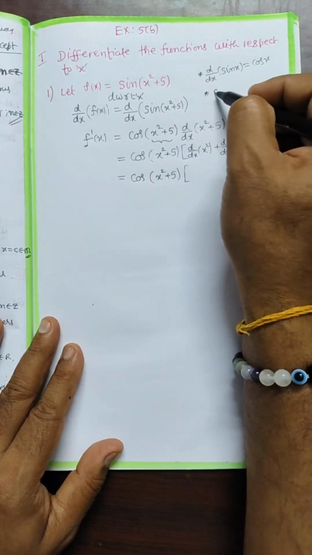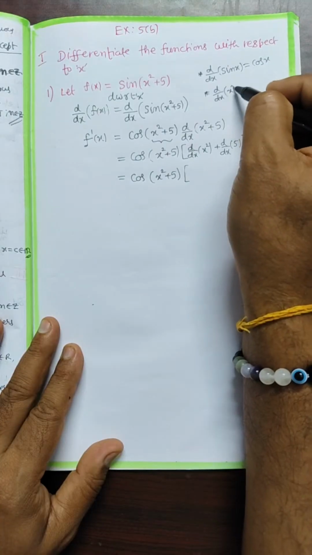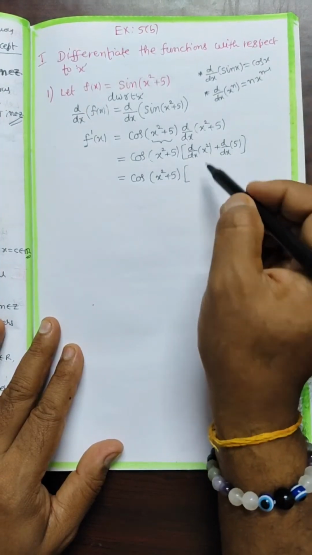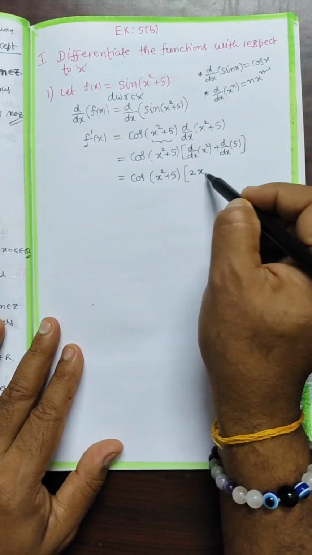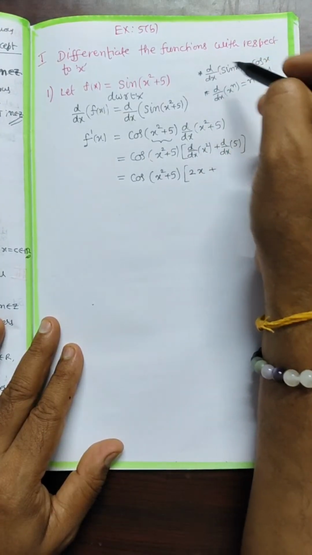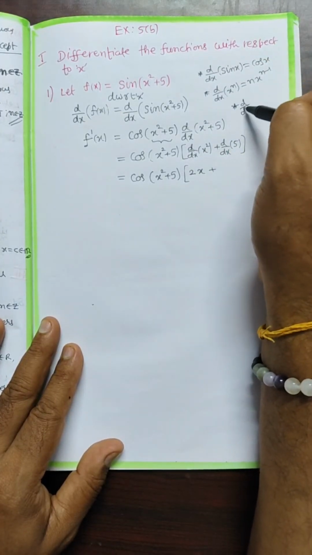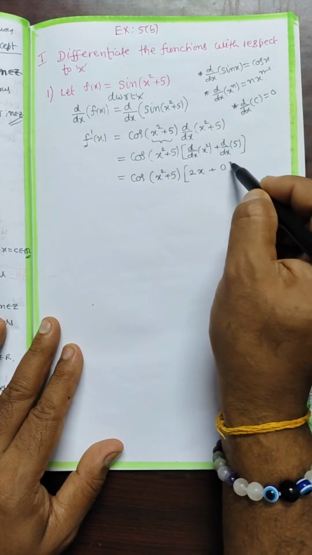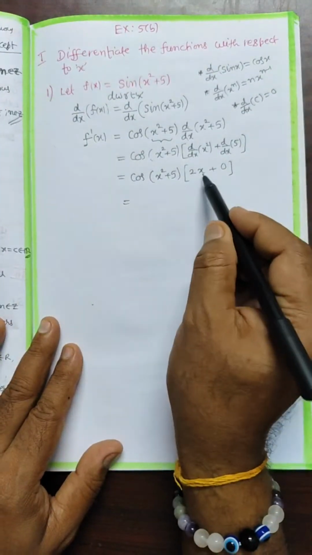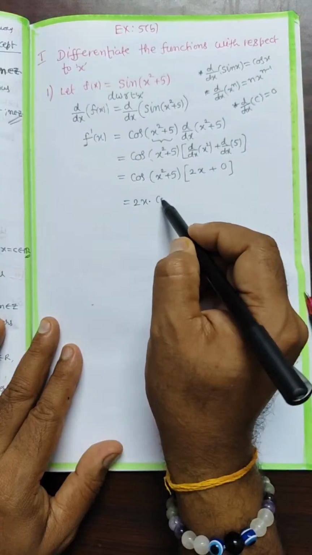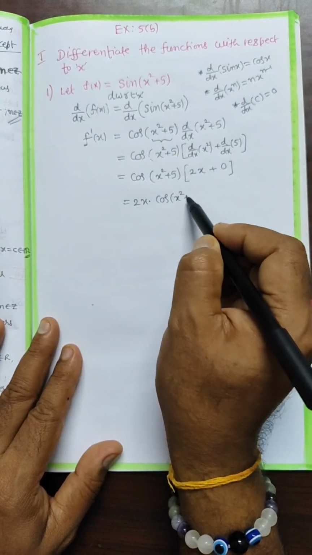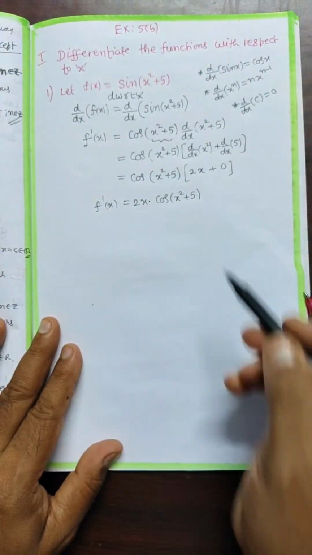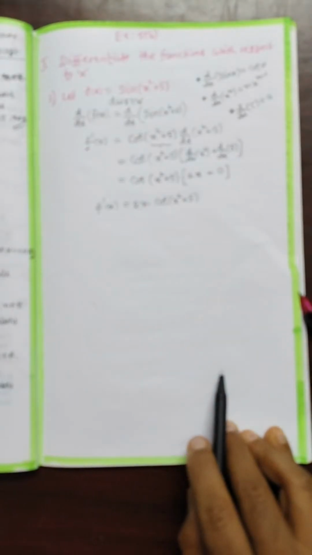We know the formula: d by dx of x power n equals n into x power n minus 1. So d by dx of x square means 2 into x power 2 minus 1, which is x, plus d by dx of constant. d by dx of constant c is always 0. So d by dx of constant 5 is 0. So this is equal to 2x into cos of x square plus 5. So f dash of x, we got it. This is the way we can do these things. I hope you understand.